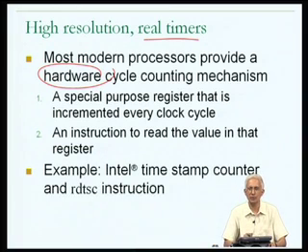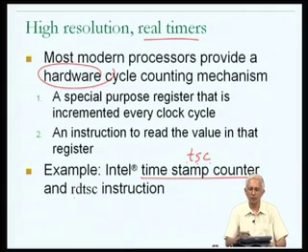For example, the Intel processors have something called the timestamp counter. They don't call it the cycle counter, they call it the timestamp counter, or TSC. And there is an RDTSC, or read TSC instruction, using which one can access the timestamp counter. This is not a privileged instruction, it's an ordinary user mode instruction. And almost all processors today have similar mechanisms.